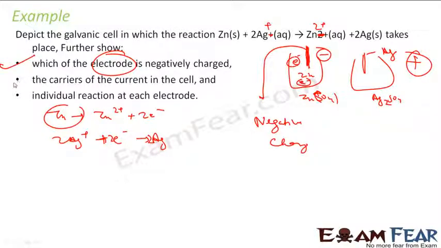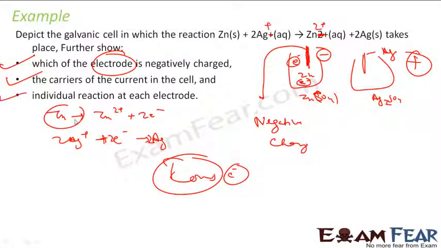The carriers of the electron current in the cell are what? Electrons. Obviously electrons, not the ions. E-, they are the electron carriers. And we have to find the individual reaction at each electrode. This is the individual reaction. This is at the negative, and this is at the positive.